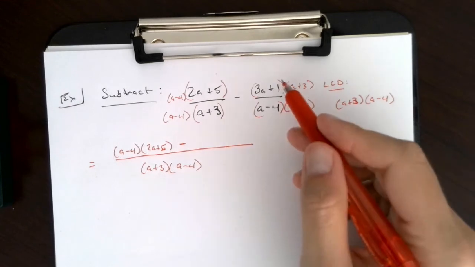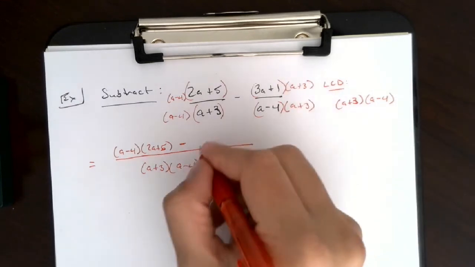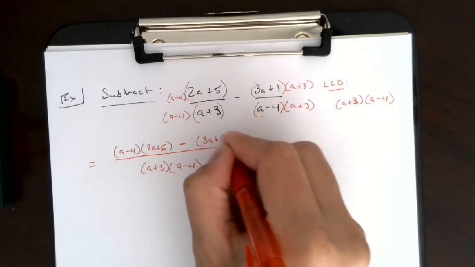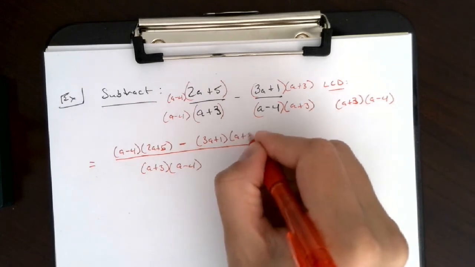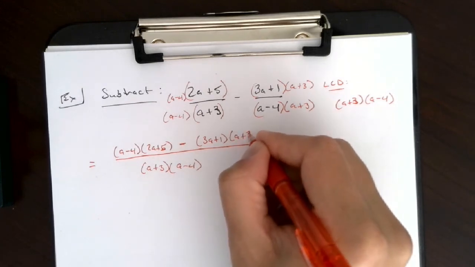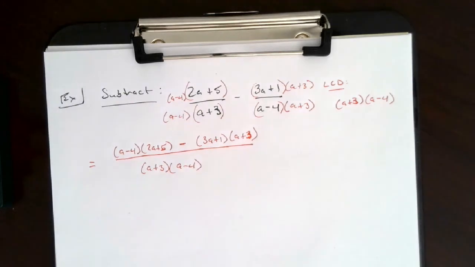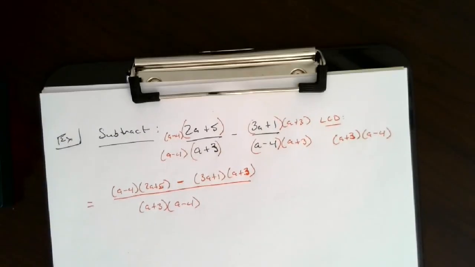So it's the entire 3a plus 1 times the a plus 3. So this is going to be minus, and then we have 3a plus 1 times the entire a plus 3. And now we want to distribute through.